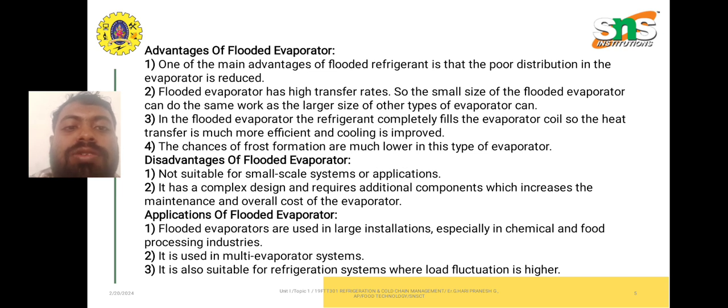Disadvantages: it is not suitable for small scale systems or applications. It has a very complex design and requires additional components which increase the maintenance and overall cost of the evaporator. Applications: these are used in large installations, especially in chemical and food processing industries. It is used in multi-evaporator systems. It is also suitable for refrigeration systems where load fluctuation is higher.